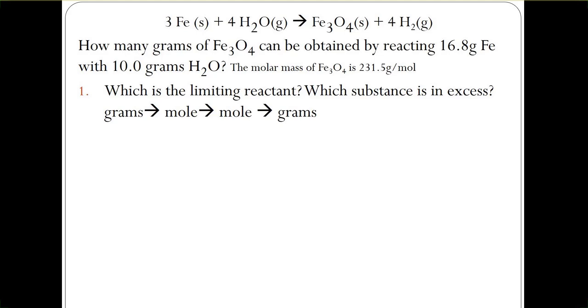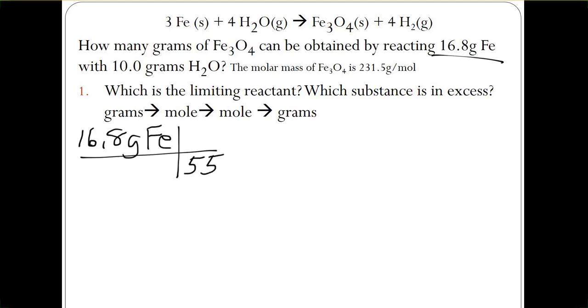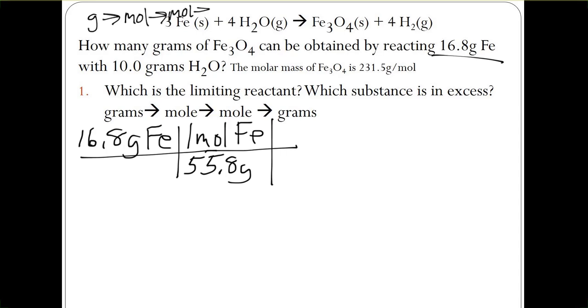What we want to do is figure out which is the limiting reactant, because that's going to tell us the amount of product that we can make. So I'm going to solve for one of the products from both of the reactants. It's like you're going to do everything twice. Let's start off with our iron, 16.8 grams of iron. Looking at my periodic table, there are 55.8 grams of iron in 1 mole of iron. The pattern is grams to moles to moles to grams.